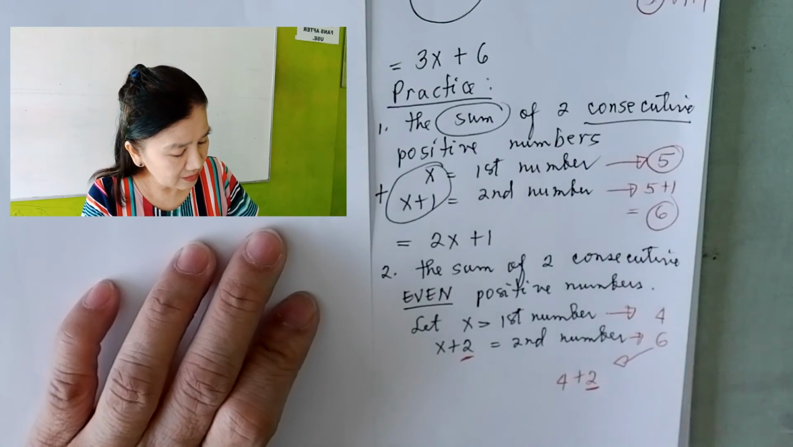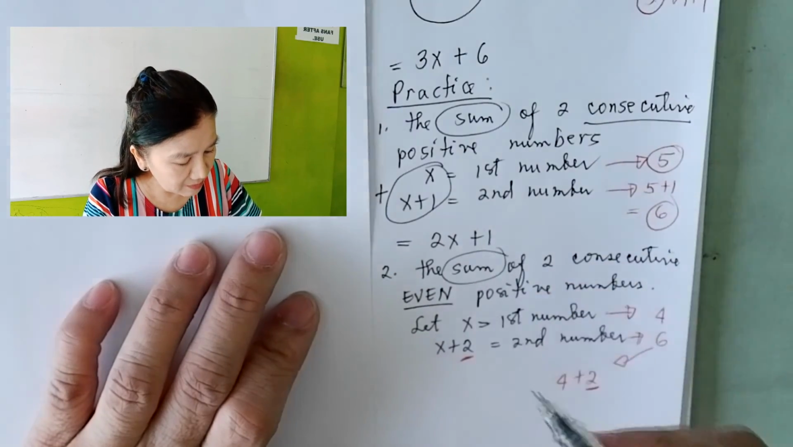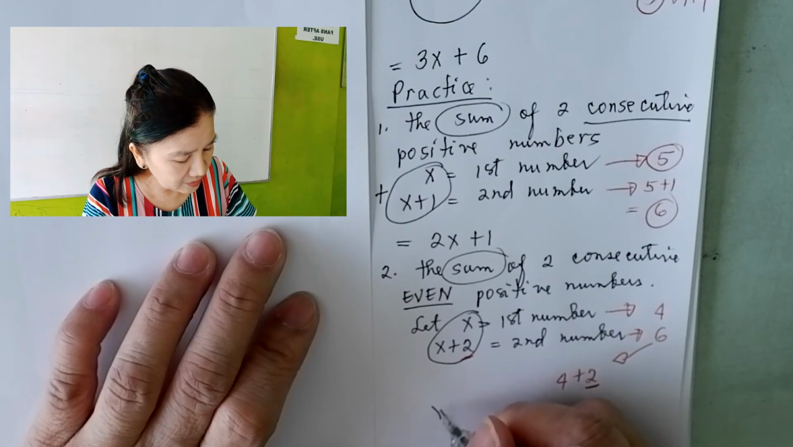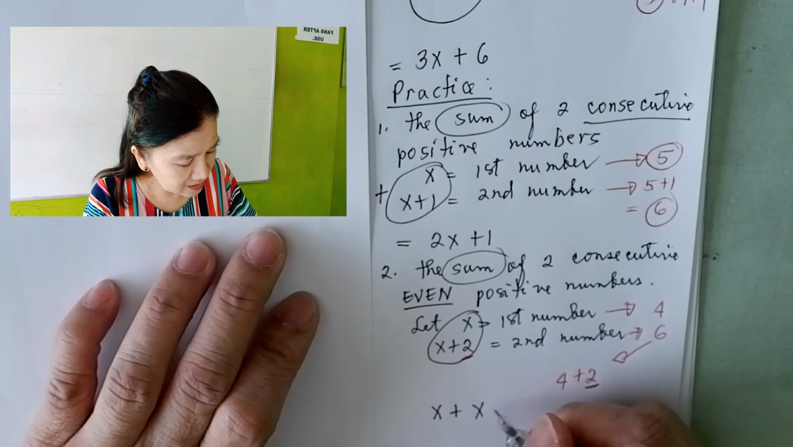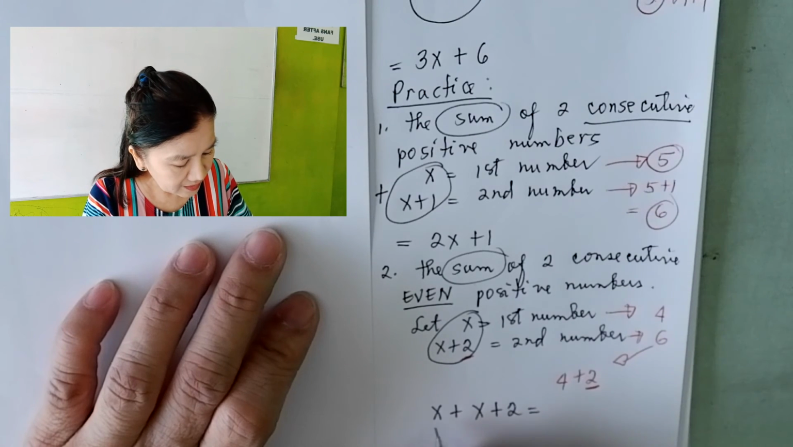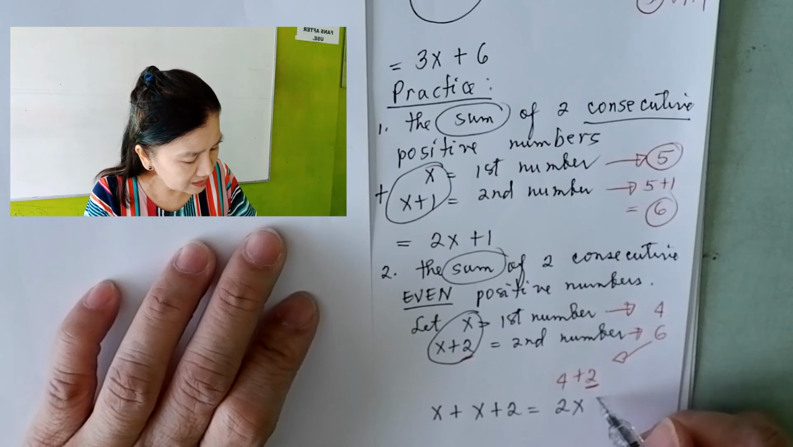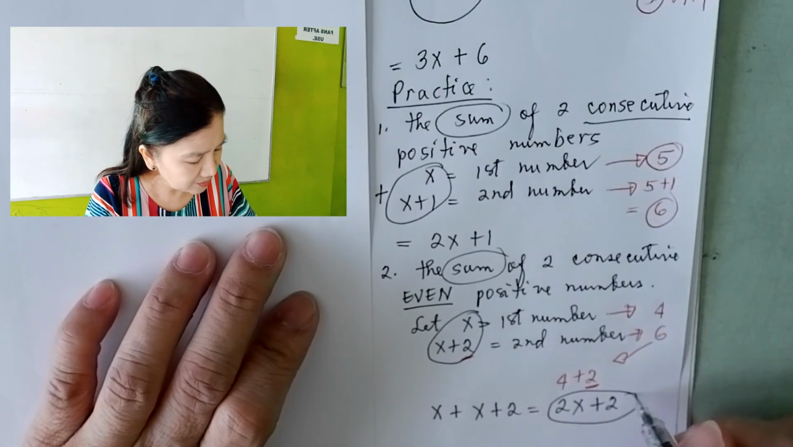Okay? Now, since we're getting the sum again, we will simply add this. So in other words, we have x plus x plus 2. That's the sum. x means 1x plus 1x. That will be 2x plus 2. Your answer is 2x plus 2.